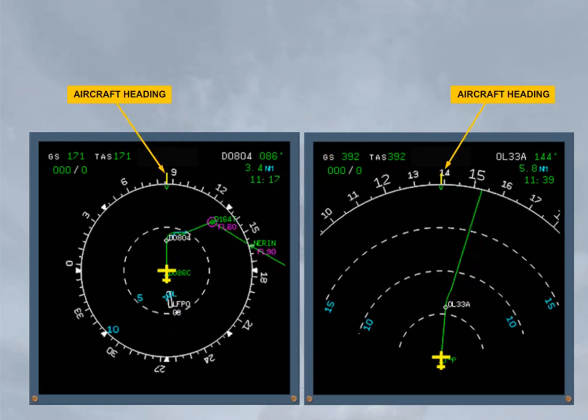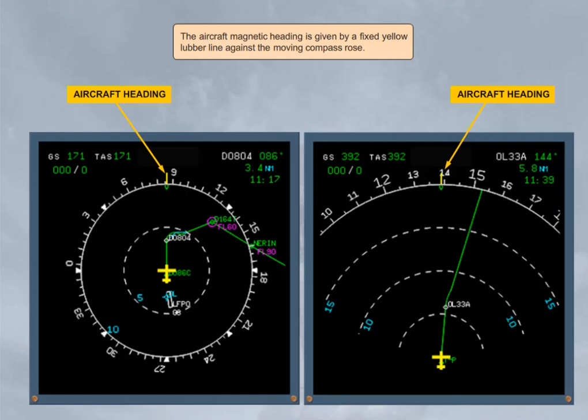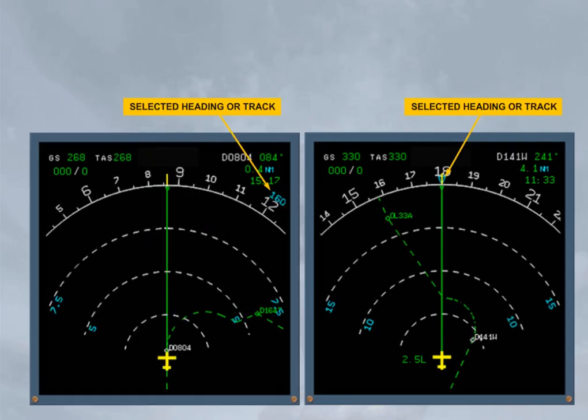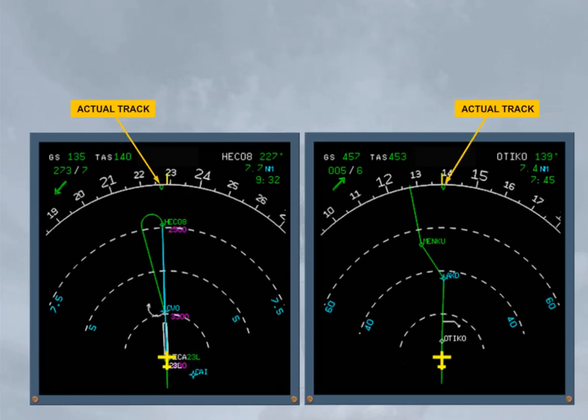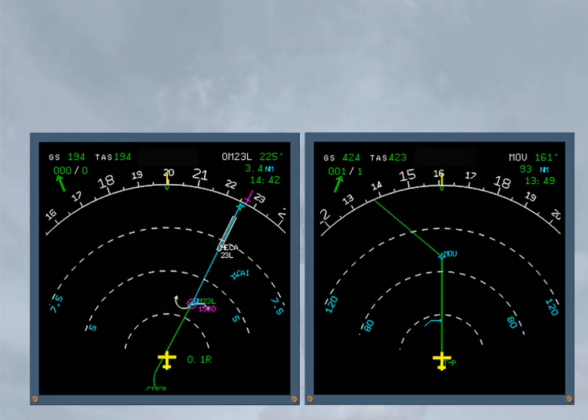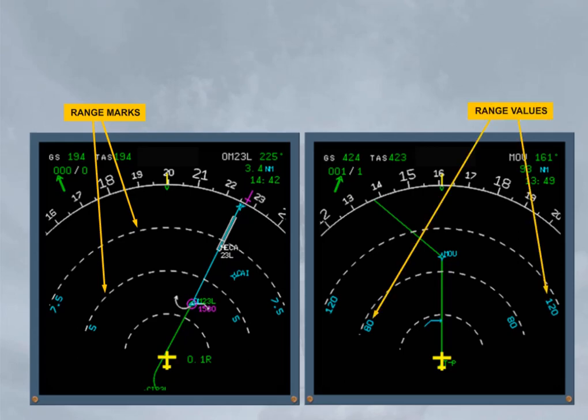The aircraft magnetic heading is given by a fixed yellow lubber line against the moving compass rose. The selected heading or track, if bird is selected on, is shown by a blue triangle or blue numbers if out of display range. This is similar to the PFD. Actual track is depicted by a green track diamond. Range marks are displayed by white dotted lines, while range values are depicted in blue.